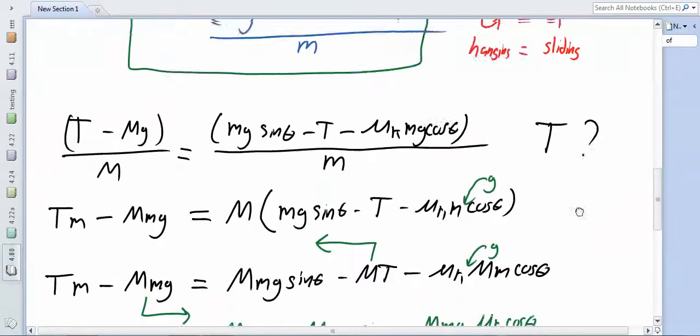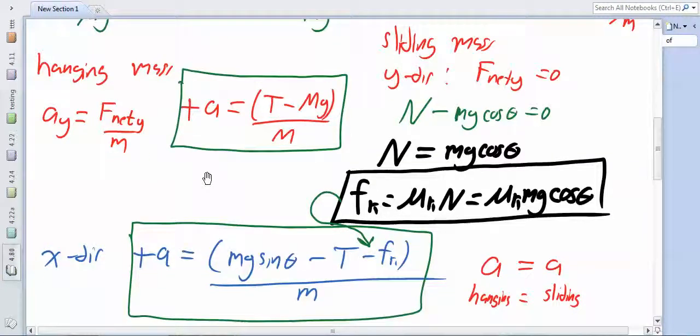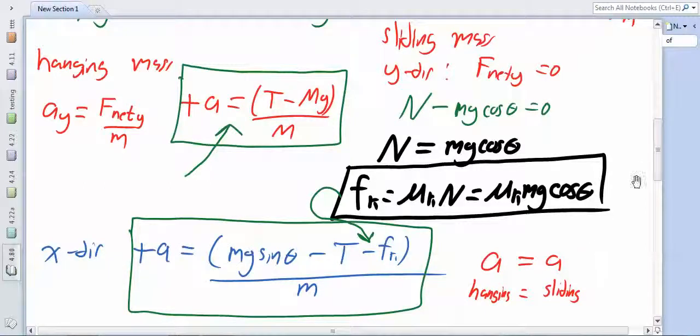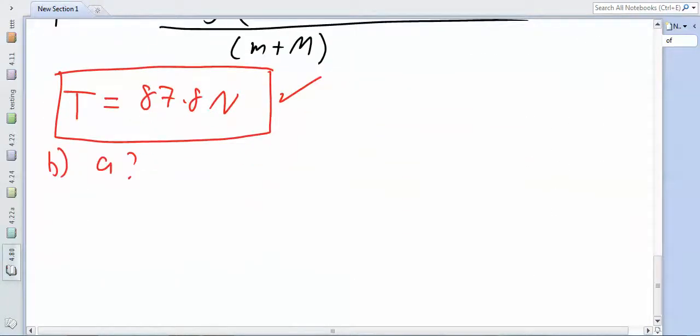If we go way back up further, the easiest way to find the acceleration is to use the equation that we had developed for the hanging mass, because we can find the acceleration directly from the tension and the weight of the hanging mass. So just put that in your memory: a equals (T minus mg) over m. We'll go back down here and write that a equals (T minus capital Mg) over capital M.